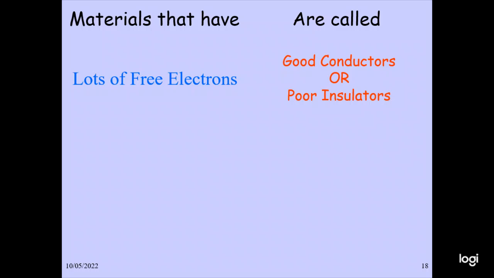Very few are free electrons. This is a pure conductor: steel, copper, aluminum, silver. They are good conductors or poor insulators. They have a lot of free electrons in the outer orbit. They are metals: steel, copper, aluminum, silver, gold.